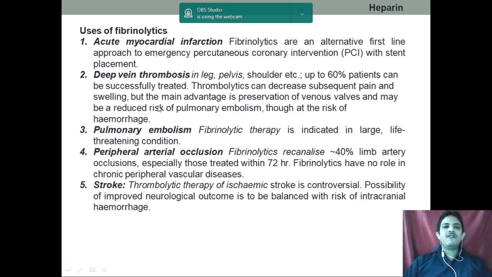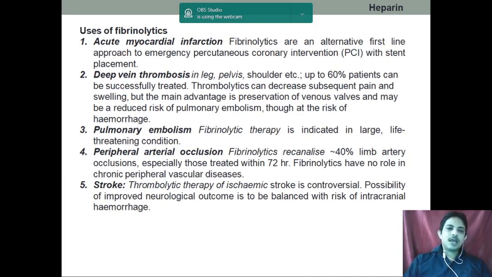Next is deep vein thrombosis, in the leg, pelvis, or shoulder. You can say that in deep vein thrombosis it is very useful. Almost 30% of patients can be treated with this type of drug. Clear? This drug is also useful to reduce the pain and swelling.